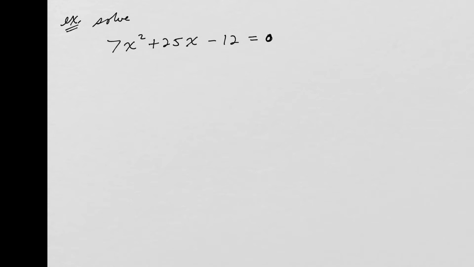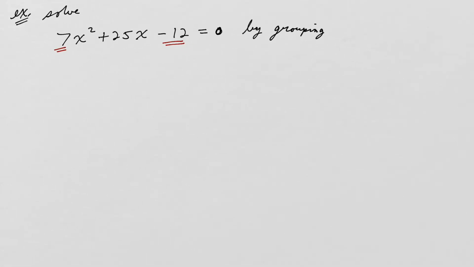And the other way is going to be by something called grouping. So say by grouping. And hopefully this will be possible, because it's always quick to factor if it's possible to factor at all. So what you do is you multiply the a term times the c term. Okay? So I'll do it on the side over here. So I have positive 7 times negative 12. And that's going to give me negative 84. Right, so I multiply those together.